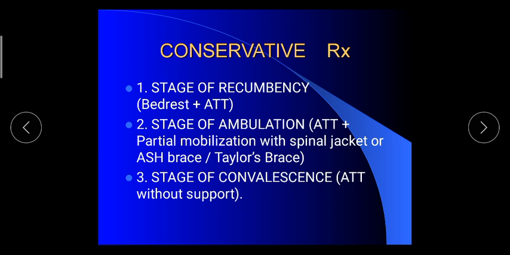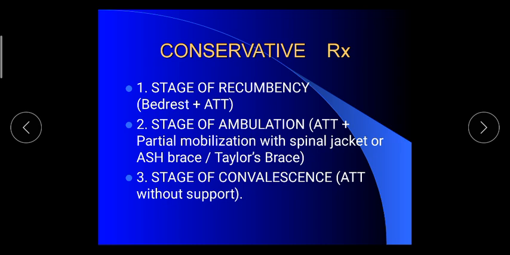Coming to the treatment, conservative treatment and surgical treatment. In conservative treatment, in the stage of recumbency, that is when the patient is not allowed to walk, the treatment would be bed rest and antitubercular drugs. And in the stage of ambulation, the patient has to be continued with antitubercular drugs, and mobilization is allowed with support. You can either use a spinal POP jacket with the help of plaster of Paris, or you can put braces like Ash brace or Taylor brace.